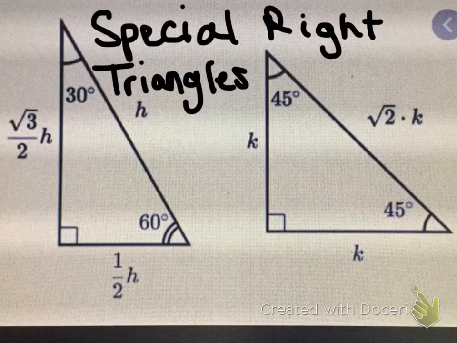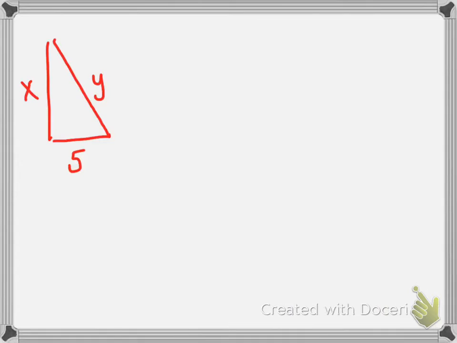Special right triangles are triangles that we use so frequently that we memorize the dimensions. We can use a scale factor to find the missing sides of special right triangles. In this special right triangle, we're asked to find x and y.